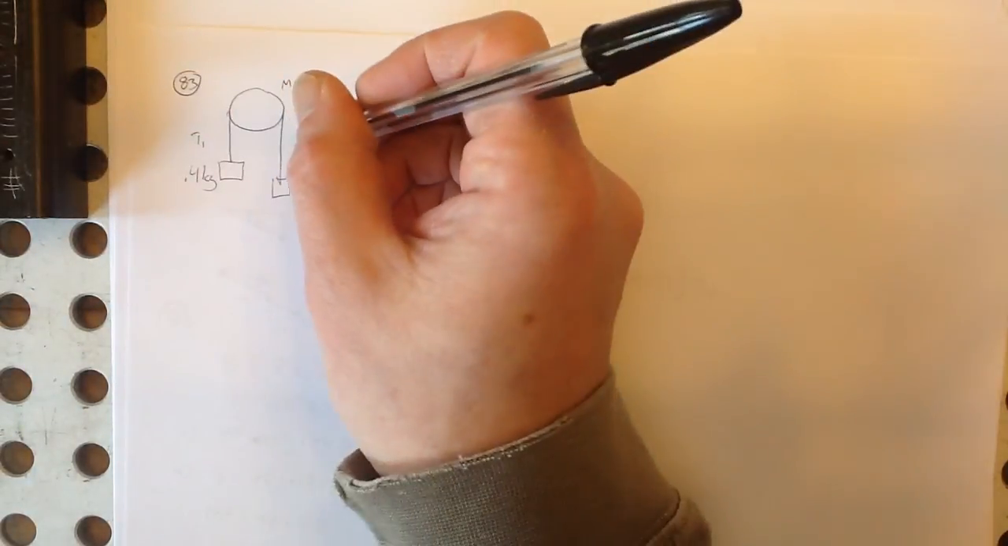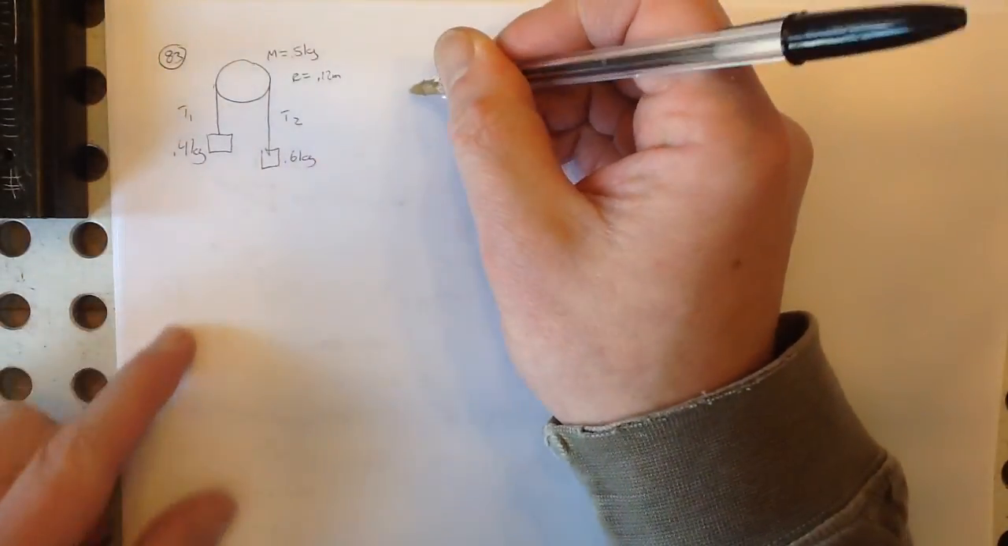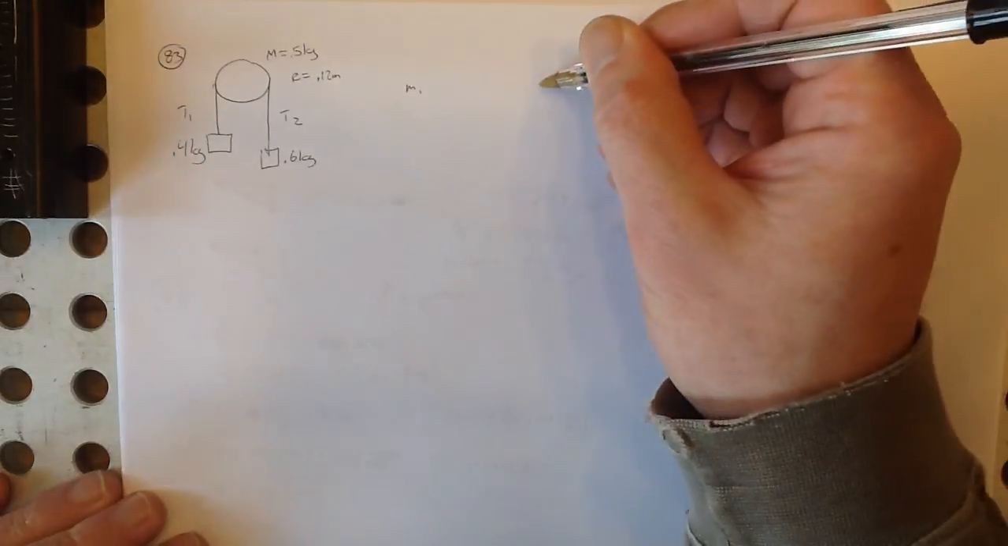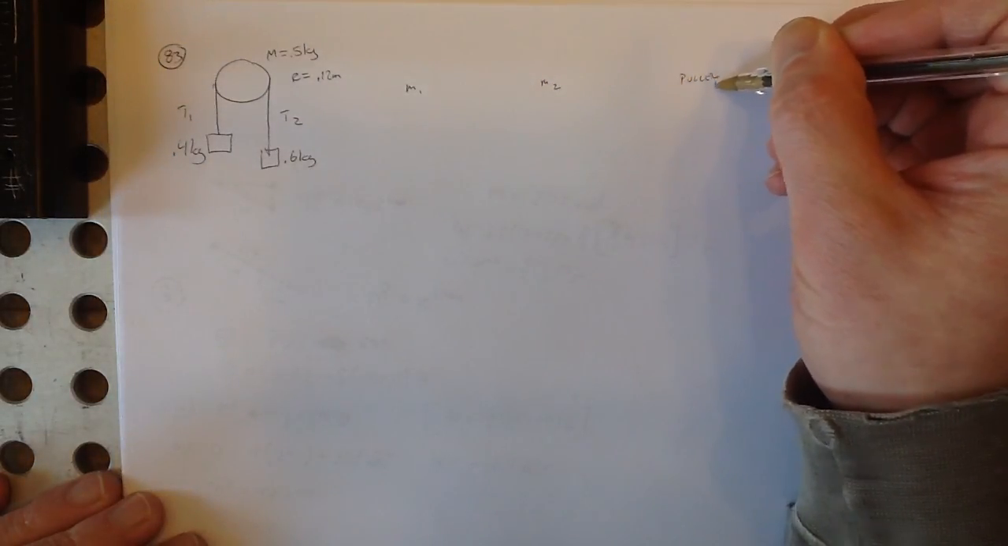Okay, I guess I have to pay attention to which is which. T1, the cord on the left. So this is T1, and this is T2. Did I put the masses the right way? Yeah, I think I did. So our answers should match up with theirs if we do that. Okay, we've done this problem before. We're going to have 3 equations. I'll start with mass 1, I'll do mass 2, and then I'll do the equation for the pulley.